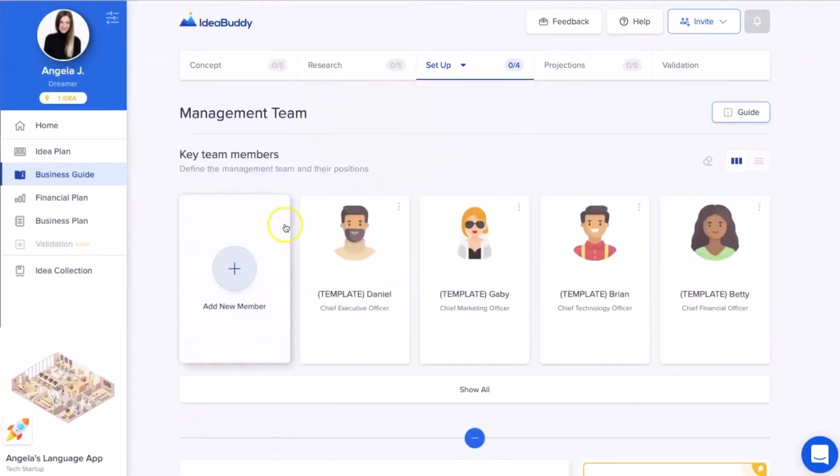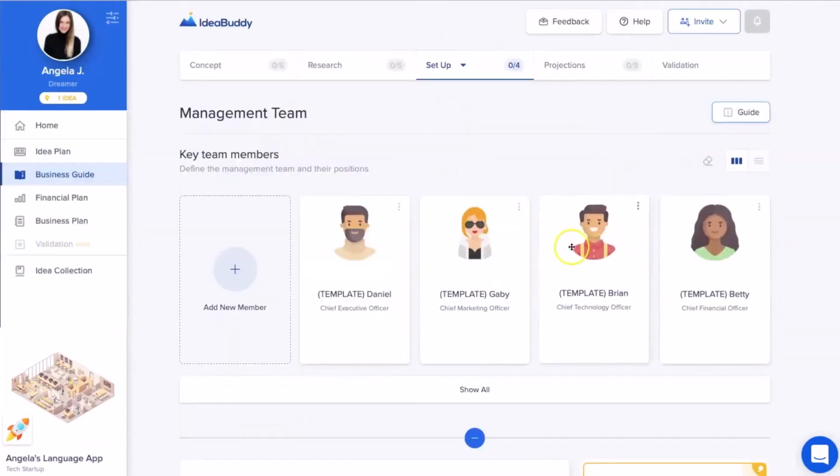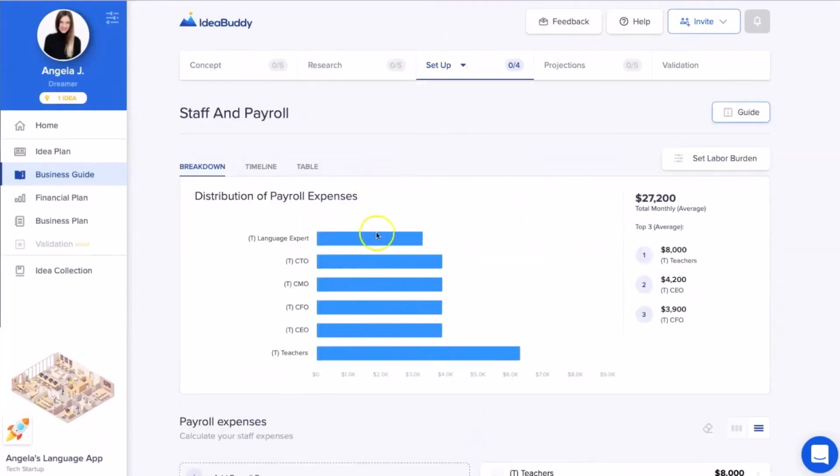It's important to set up your management team. You will need to get the right people around you, and here you can create the profiles that you need where you can bring together a diverse group with lots of different experience and skills that complement one another. And even if you're starting out on your own, it's good to add yourself in and reflect on your own abilities. Here in staff and payroll, you will calculate the costs and salaries of your entire team. This includes contractors, employees, your management team. And as you add them in here, all of these expenses will be added into your financial plan as you go.